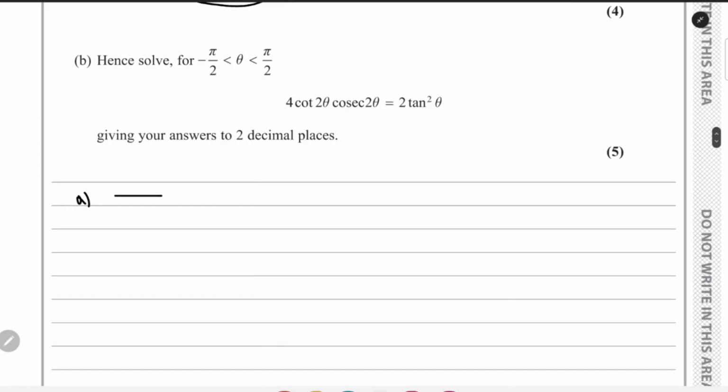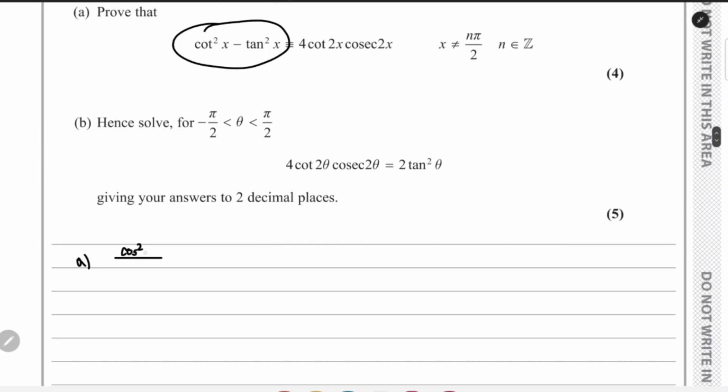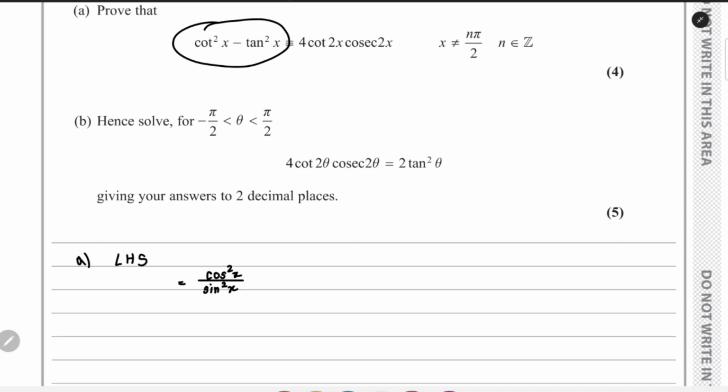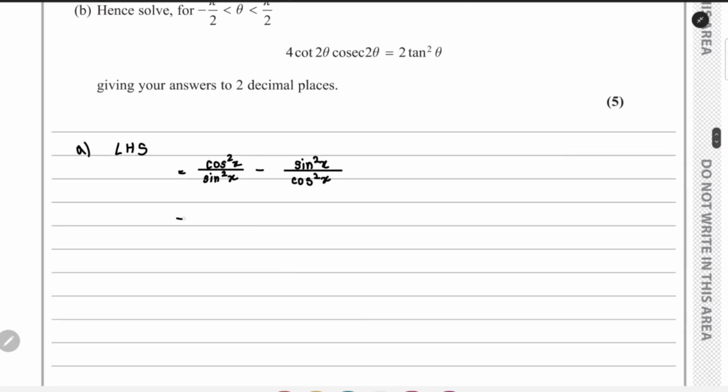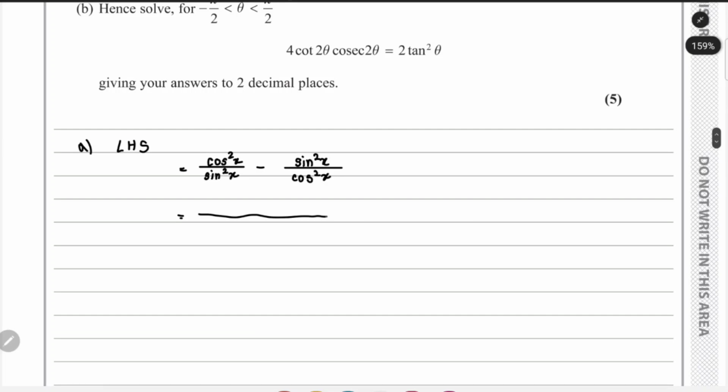1 by tan² or cos² by sine². So we have cos² x by sine² x. Before that, I'll write down that we are beginning from the left hand side, and then we subtract sine² by cos² from it. So we have this expression over here. From here we can have a common denominator of sine² x cos² x.